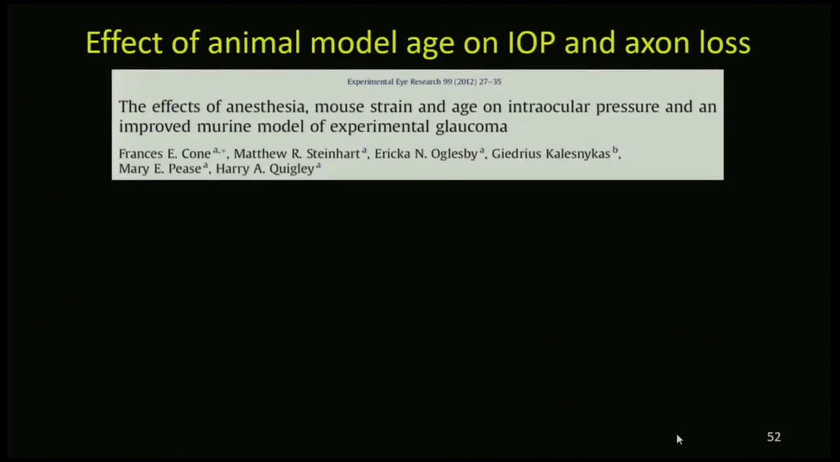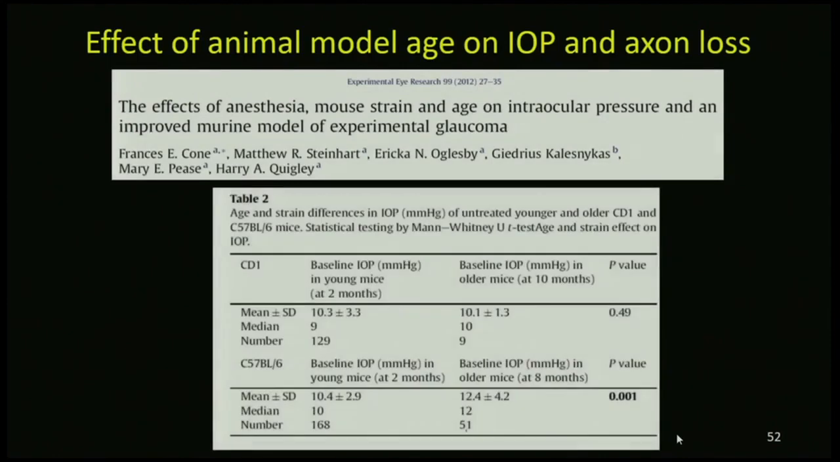So this was looked at again in the Cohen and Quigley paper, looking at the two different strains. Interestingly, in the CD1 strain, there was no significant difference in baseline IOP in 2-month-old versus 10-month-old animals. But when they looked at B6 mice, the 2-month-old animals had a slightly lower IOP than the 8-month-old animals. That was statistically significant by about 2 millimeters of mercury. So again, something to take into consideration if you're looking at age differences.